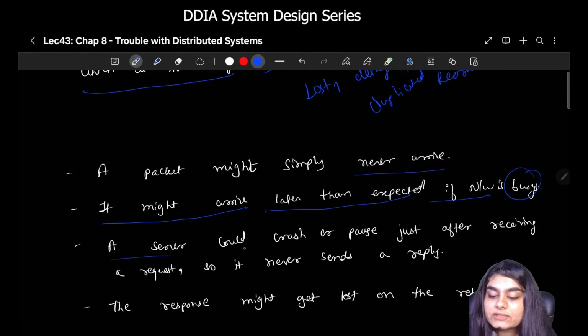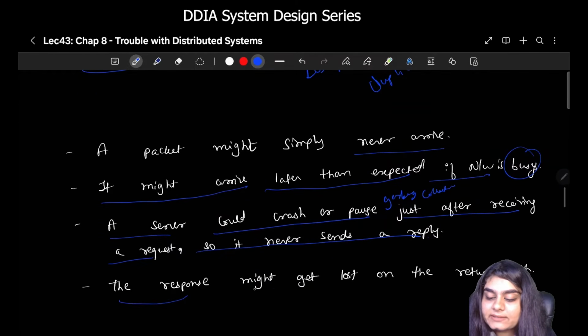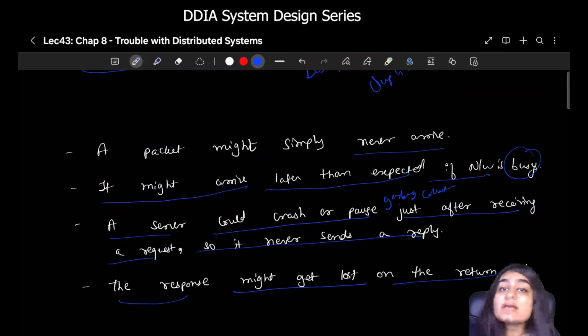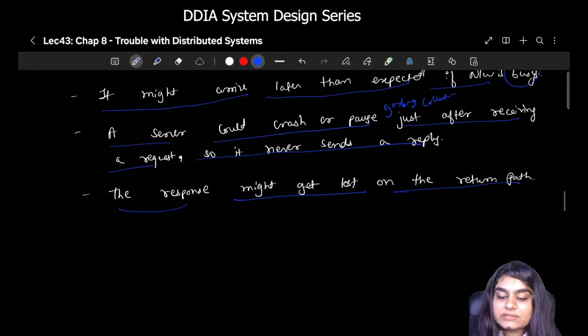A server could crash or pause, for example, garbage collection just after receiving a request, so it never sends a reply. The response might get lost on the return path. In any such case, from the client's point of view, it just looks like no reply. You cannot immediately tell why, or even if, the request succeeded. The only remedy is usually the timeout and retry strategy.